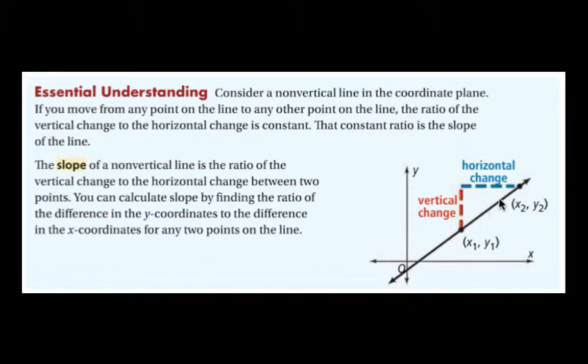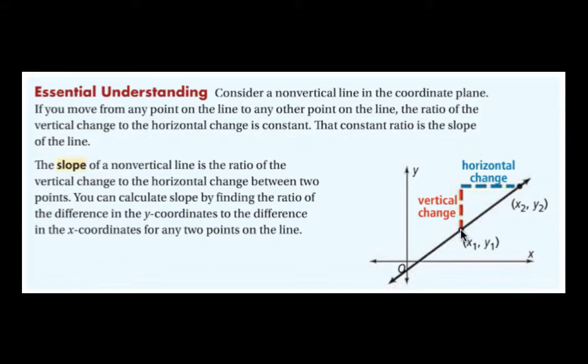Here we have a non-vertical line in the coordinate plane. If you move from any point on the line to any other point on the line, the ratio of the vertical change to the horizontal change is constant. That constant ratio is the slope of the line.